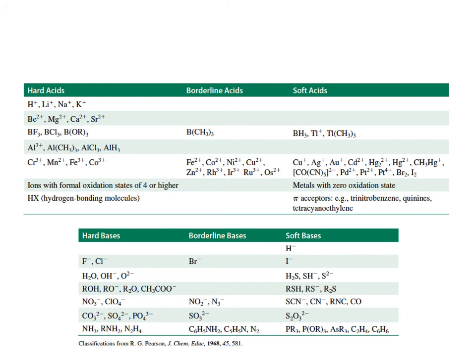In the base category, for the hard base, you'll find fluoride, chloride, and a lot of ions having oxygen as its major component. A lot of the strong acids, their corresponding anions are hard bases. Examples are nitrate, perchlorate, carbonate, sulfate, phosphate. A lot of nitrogen-terminated bases are also considered hard. Examples are ammonia. On the right-hand side are soft bases.